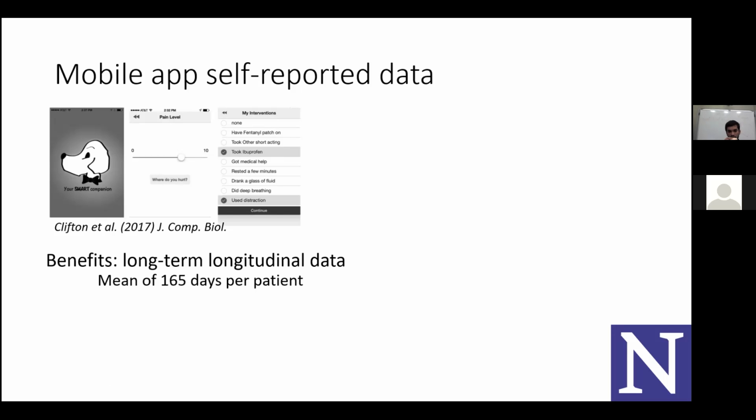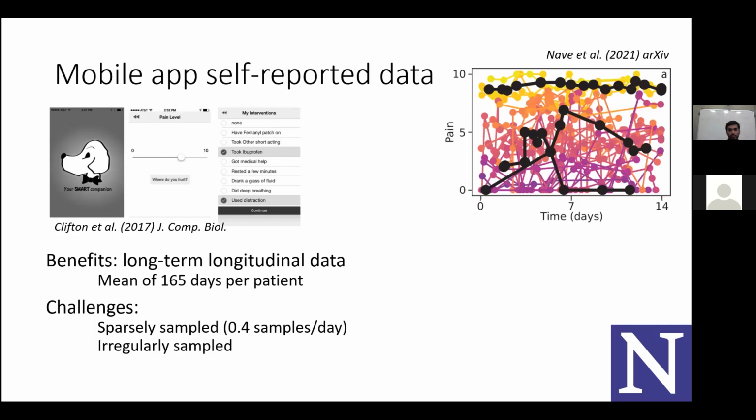On average, it's 165 days per patient. We have a couple that only used it for a month or two and a couple that used it for almost a year. So that's fantastic. The challenge is that this data is sparsely sampled. So this isn't really sampling methods. This is just dealing with data that is sparsely and irregularly reported.